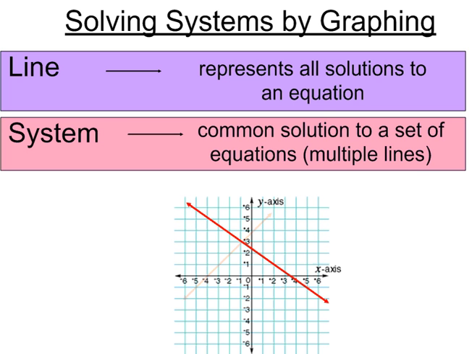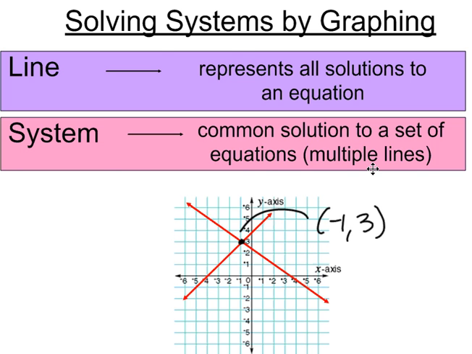So with a system, we're looking for the common solution to a set of equations or multiple lines. So as we look at this diagram here, we can see that they collide right here in this spot, and this spot represents -1, +3. That would be the common solution or the solution to the system where the lines collide.